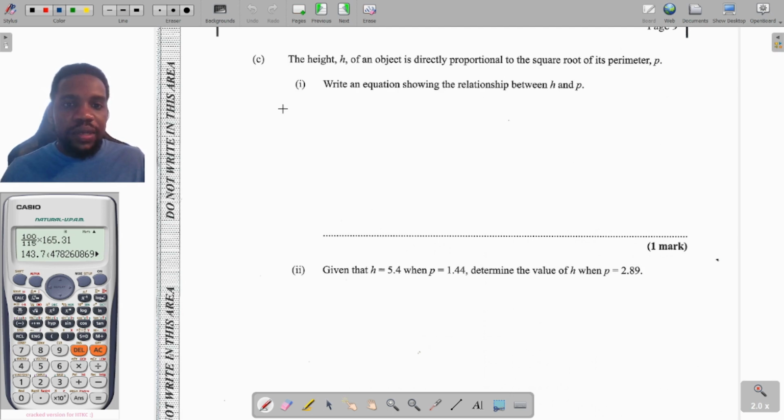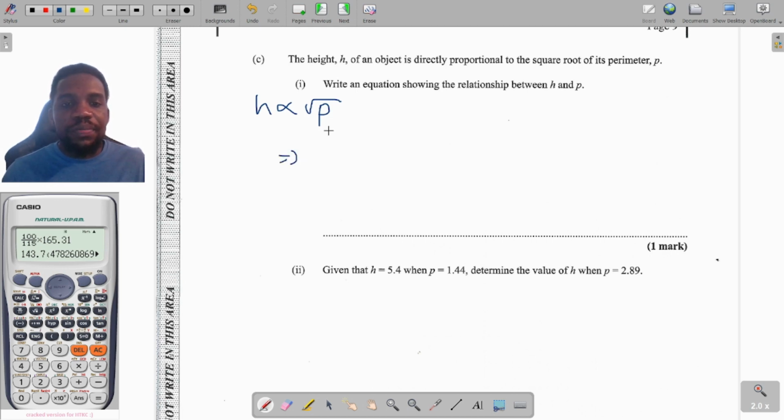Now, let's do exactly what they say. This is how you make the thing easy. The height is directly proportional, and that's my symbol, to the square root. So you put the square root symbol of its perimeter P. So you put the P underneath the square root. So you're doing exactly what the question says. So the height is directly proportional to the square root of the perimeter P. Write an equation. This is not an equation. This is just telling me that it's proportional, right?